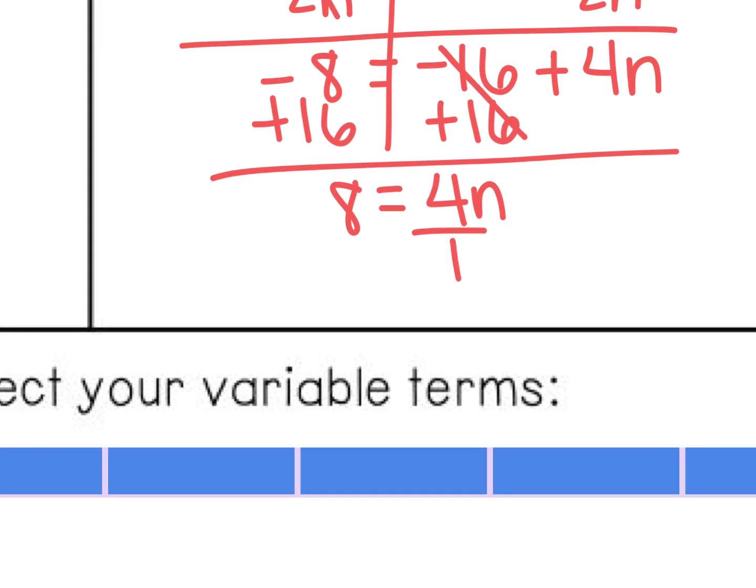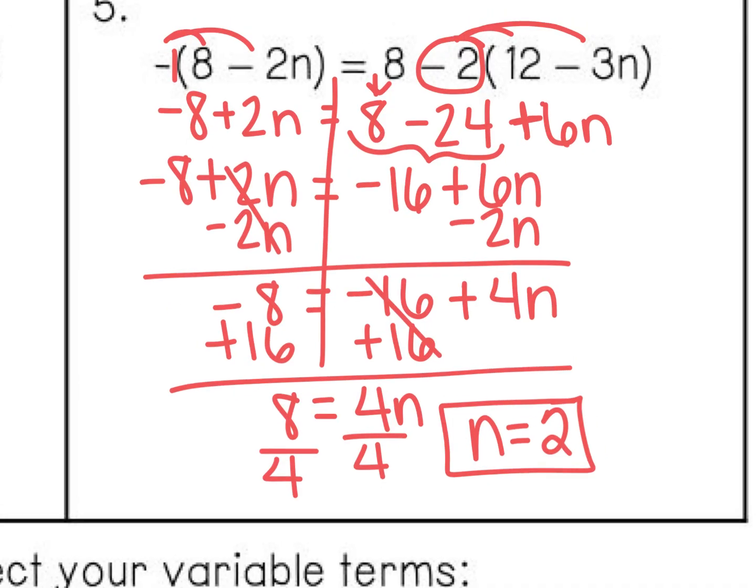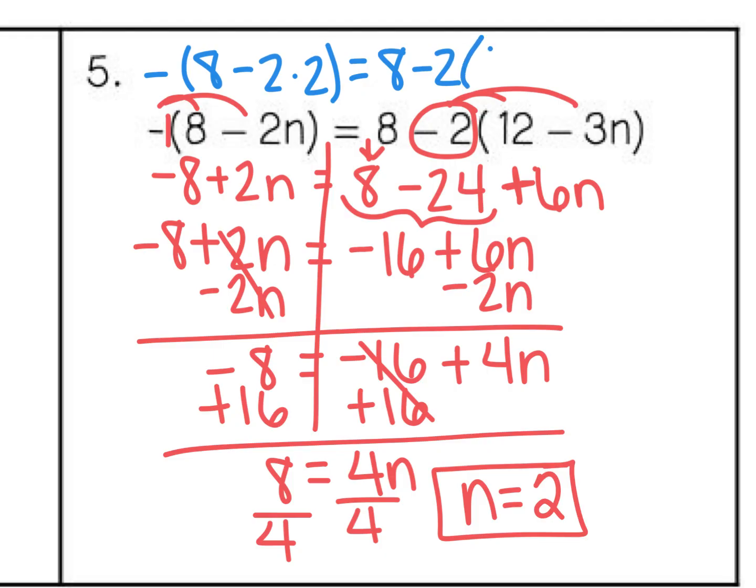Last step. We got to divide. Are we dividing by the 4, okay? Because that's being multiplied. So n equals 2. Are we done? No, you got to check. Guys, it takes like 15, 20 seconds to check. Please don't miss these easy kinds of questions because you got lazy. Okay? So we would say negative parentheses 8 minus 2 times 2 equals 8 minus 2, parentheses 12 minus 3 times 2. And you can put that in your calculator.